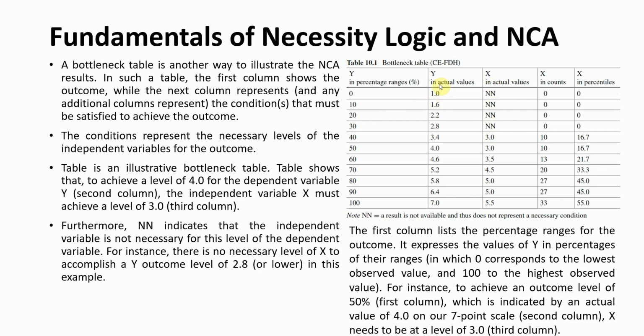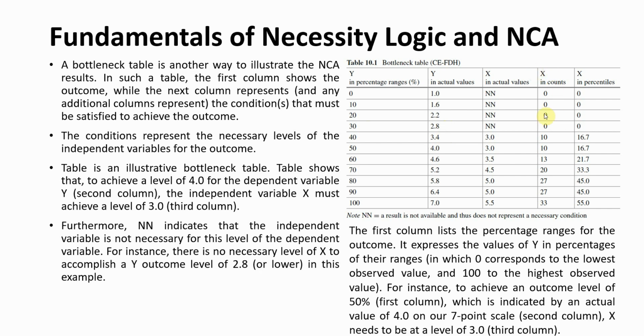Now, in order to achieve 1, 1.6, 2.2, 2.8 level of the outcome, that is 30%, you do not need any X. So X is not a necessary condition up until 30% of Y, or 2.8 of Y in actual values.